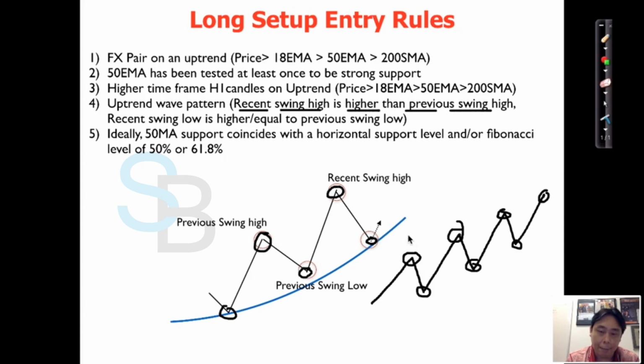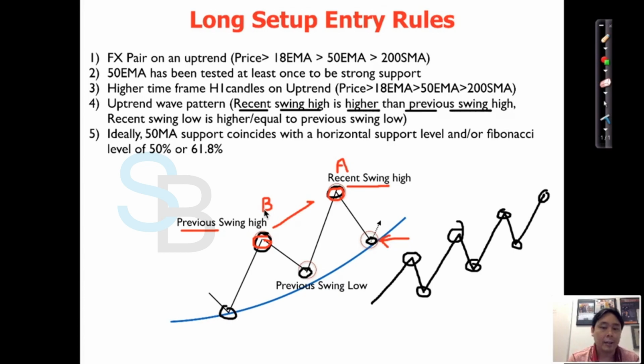If I'm buying over here, at this point, which is the recent swing high? Well, it's this one. That's the most recent high. And the previous swing high would be the high before that, which is this one. So I must always ensure that the recent swing high is higher than the previous swing high, hence creating this upward wave pattern. Does it make sense? Very important. Let's call this A, for example. So A has to be higher than B. If it is not, it is not a valid trade.